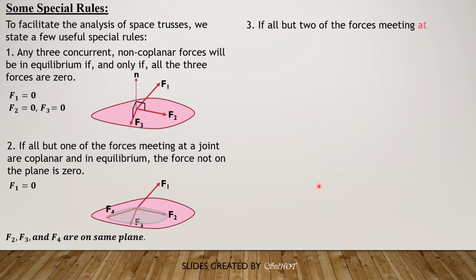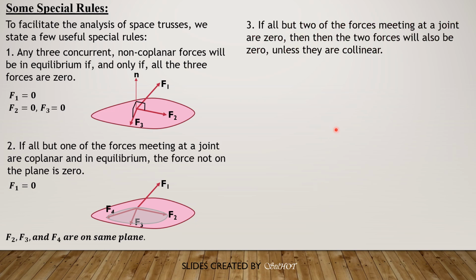Then special rule number 3: if all but two of the forces meeting at a joint are zero, then the two forces will also be zero unless they are collinear. So it means that if it is known that F1 is zero and F2 is zero, then the four forces are reduced to just two forces. Remember the principle in the 2D system that if there are only two forces acting at a point, then each of them is zero. So if F1 is zero and F2 is zero, remove them, and there will be two forces left. Automatically F3 is zero and F4 is zero.